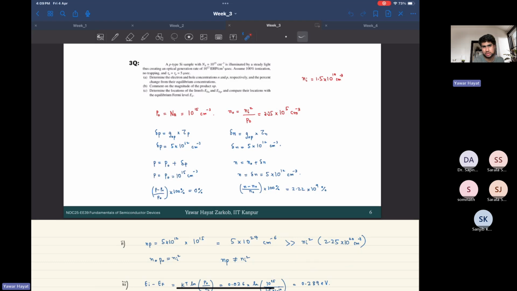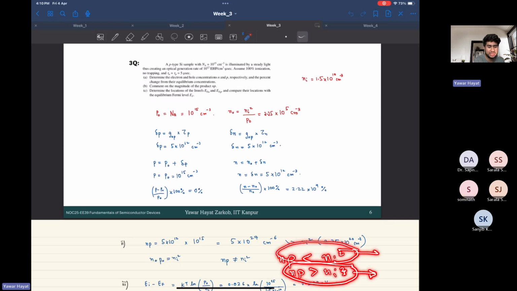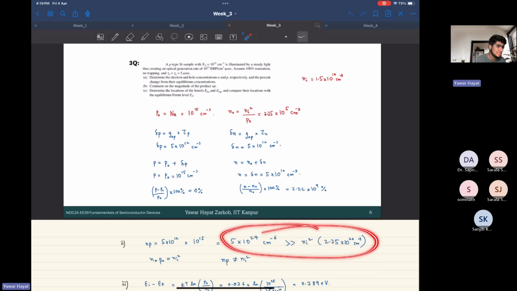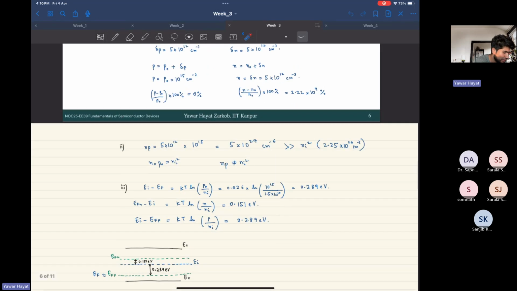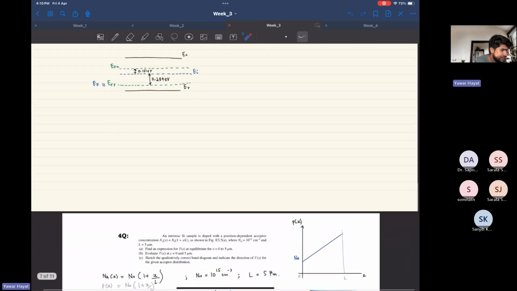Based on the relation, whether np is less than ni square or greater than ni square, we conclude whether it's carrier deficit or carrier excess. Here np is greater than ni square, so this is carrier excess. Had it been the other case, this would have been carrier deficit. Now, what else? E minus Ef. The rest of the things you can tune to the week 3 video to see what we discussed there.